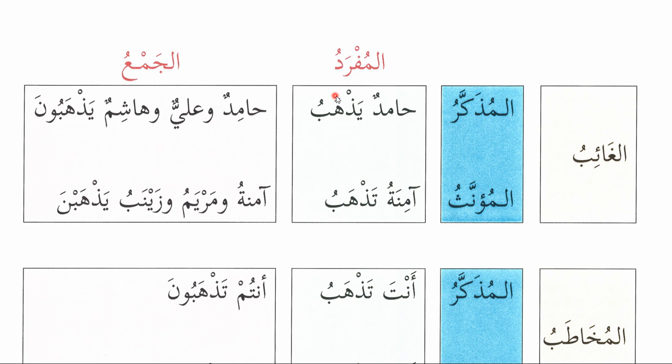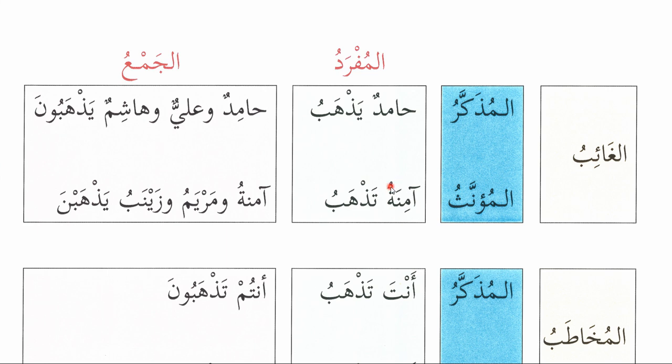So the damir, the fail, is hidden. You can say damir mustatir taqdiruhu huwa. For Aminatu tadhhabu, you can see this ta is there. Now you understand why ta is there. It may look similar to the mukhatib, but you should know. And how do you know that this tadhabu is being used for the feminine ghaib? Because the name Amina has been used.